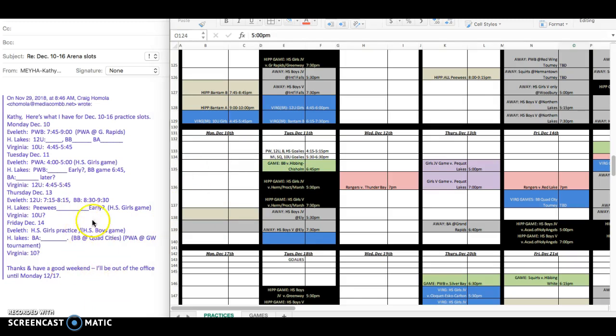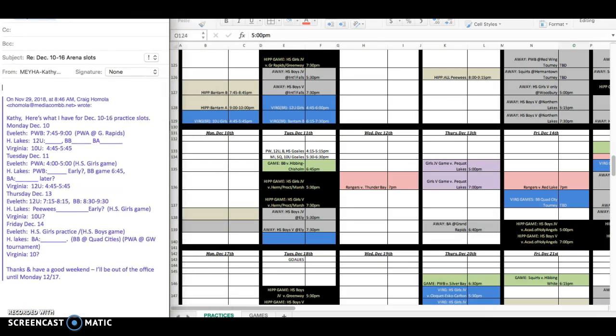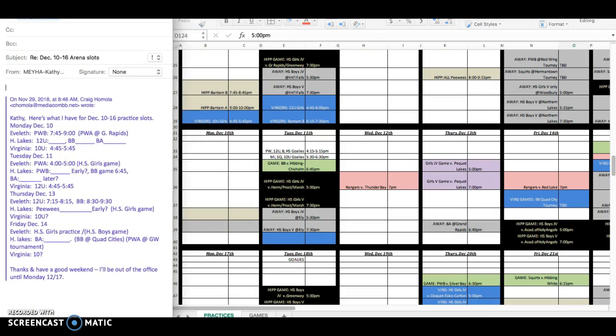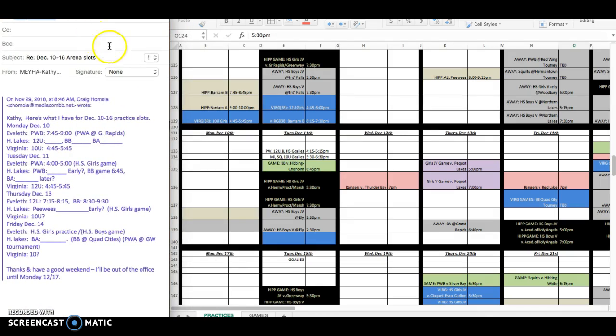You probably noticed over on this side we have a split screen going. This is the email that I get from Craig. Both Chrissy Bardovich, who does scheduling for Virginia, and myself have Craig schedule first, so sometimes that's the holdup. He usually just does it a week in advance, and I just got an email today for next week's.